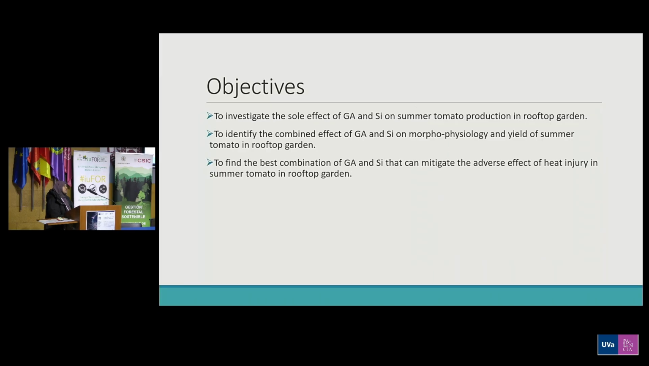So the objective of my study was to investigate the soil application of gibberellic acid, how it affects the morphophysiology and yield contributing characters of summer tomato in rooftop garden, and also to investigate the effect of soil application of silicon, and to find out the best combination of application of gibberellic acid and silicon so that they can mitigate the heat injury in summer tomato production in a rooftop garden.